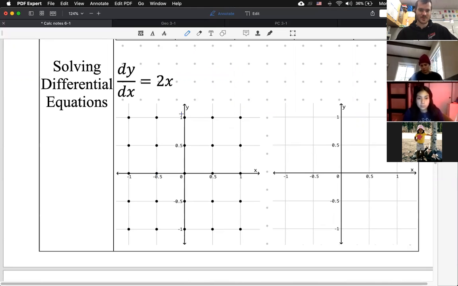But remember, all you're doing is taking the x coordinate. Since there's no y in the equation, it's gone. You're taking the x coordinate and multiplying that by 2. That is the slope. Let's just start in the top left. The x coordinate is -1. So the slope, therefore, Fiona, is? -2. So make a slope of -2.